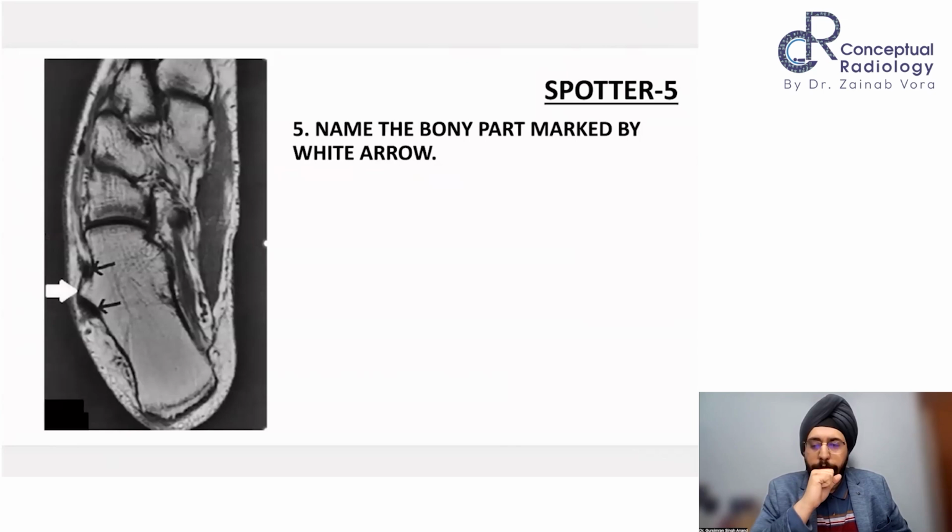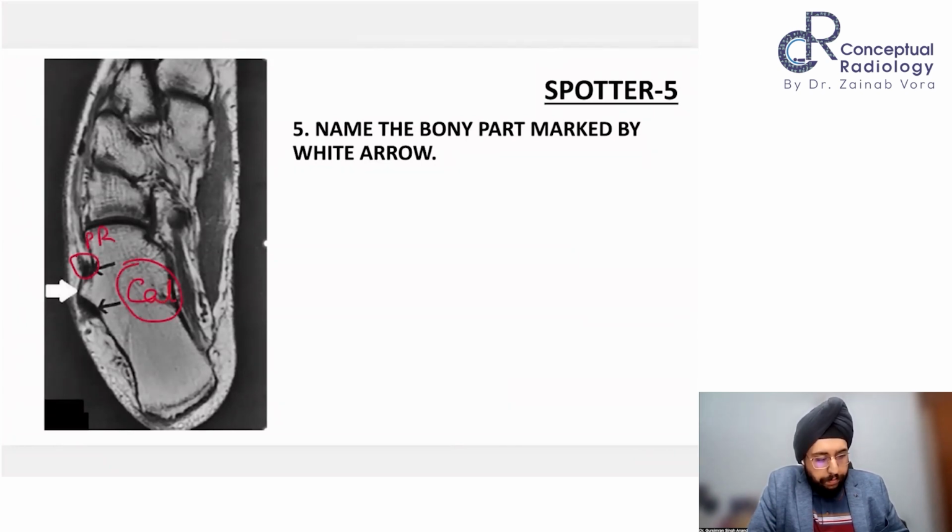Yeah, next spotter. You have to just mention what is the bony part which is marked by the white arrow. What we call it as. Okay, so let me make it easy for you. So this is the calcaneal bone.